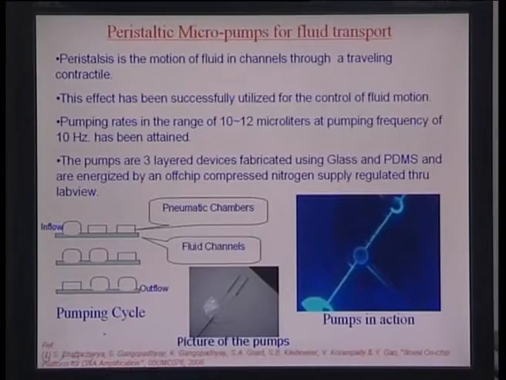So let us now talk about the second kind of mechanism, which is peristaltic micropumps, and I would like to show some illustration from one of the research modules that we have developed in our laboratory here. So this right here is the example of what a peristaltic pump would typically do for fluid transport. So let me just reiterate, peristalsis is the motion of fluid due to a traveling contractile.